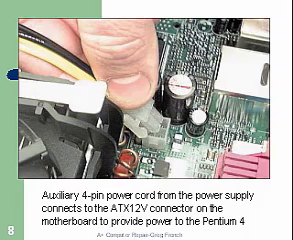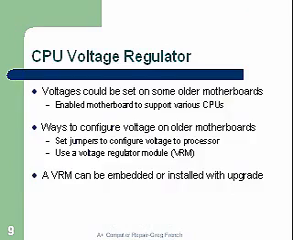CPU voltage regulator. Voltages could be set on some older motherboards, enabling motherboards to support various types of CPUs and voltages. Ways to configure the voltage on the older motherboards: there were jumpers generally. It uses a voltage regulator, VRM, which can be embedded or installed with upgrades.